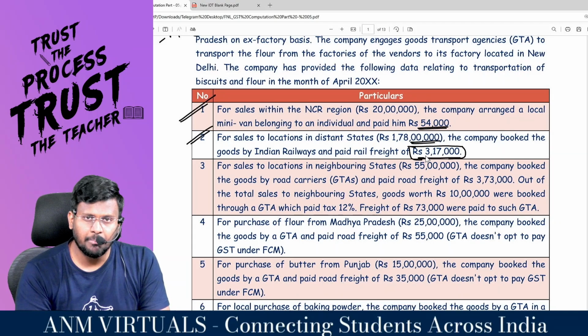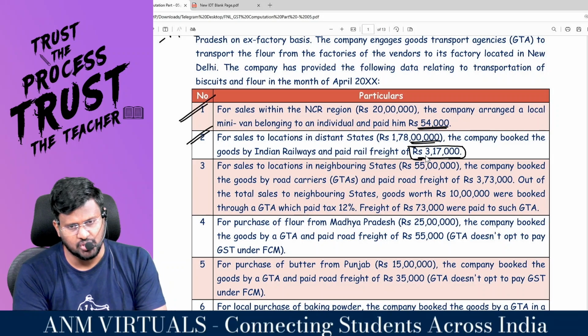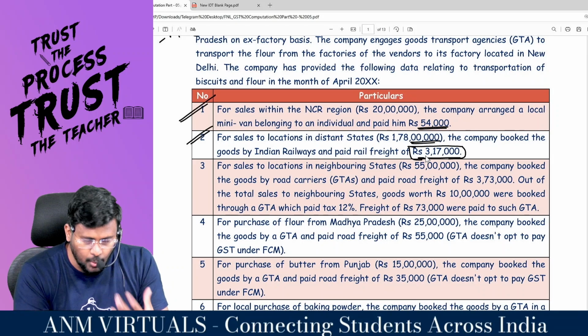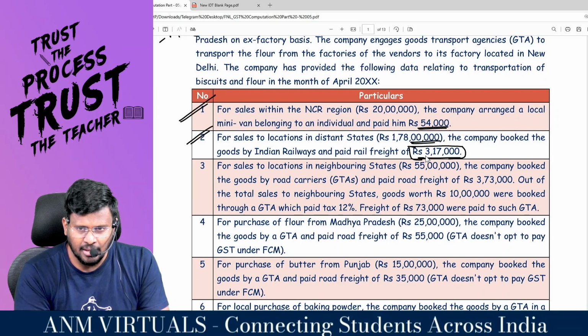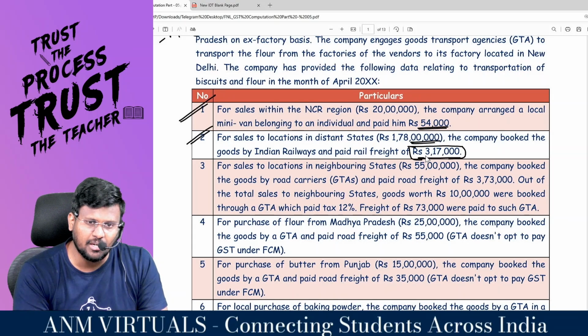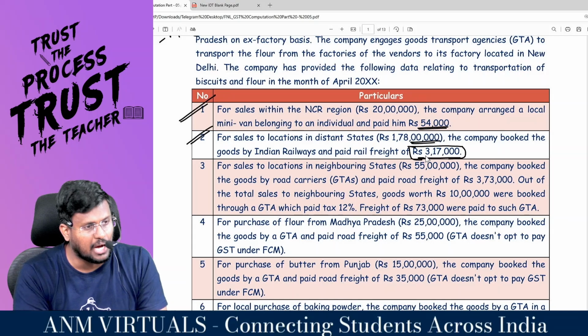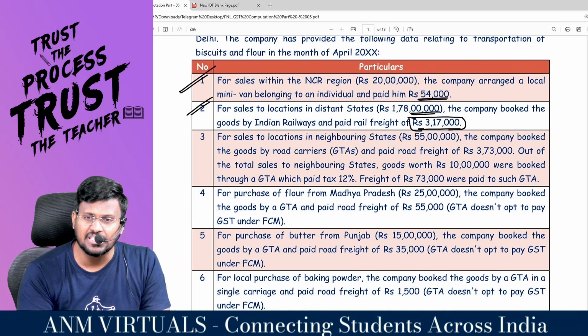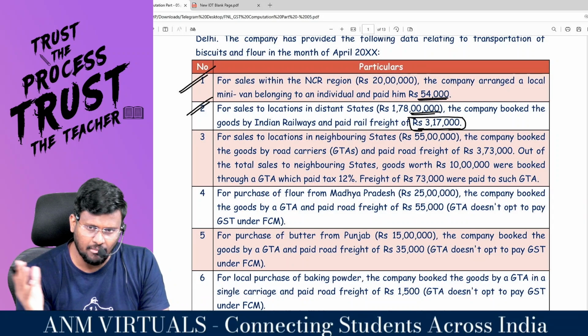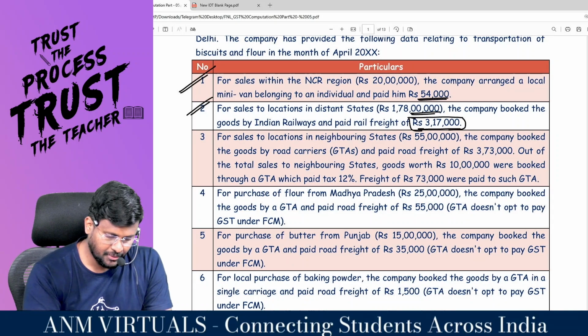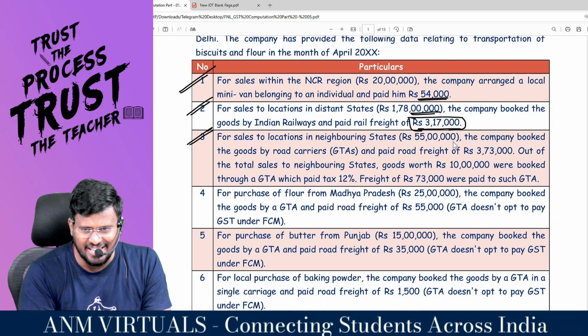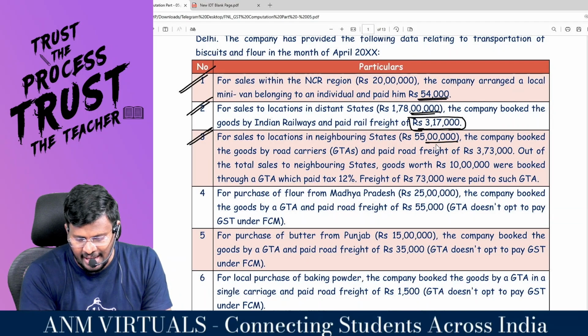This is FCM because service provided by the Department of Post, services provided by Railways, Ministry of Railways, and services provided in relation to aircraft or vessel, either inside or outside the precincts of a port or an airport, services provided by transportation of goods and passengers are always FCM. There is no question of RCM. Fantastic to the core. So for this, we are supposed to pay freight to the railway at what CM? FCM. For sales to a location in a neighboring state, again interstate, 55 lakhs.